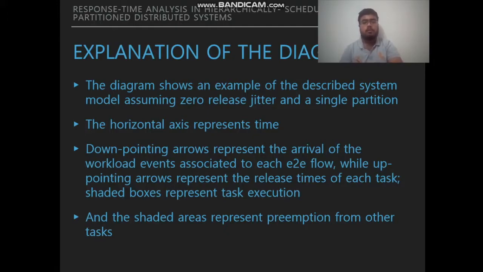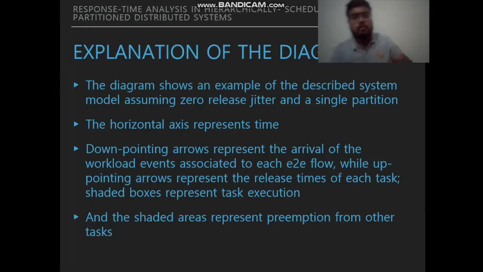Here we have two things: synchronized workload and non-synchronized workload. Synchronized workload is the same as normal workload with a clock, and non-synchronized is without a clock. The diagram shows an example for a model assuming release jitter at a single partition. Here we show the jitter being released. The horizontal axis represents time. The down pointing arrow represents the arrival of the workload associated with each flow, while the up arrow represents the release times of each task, shaded here.